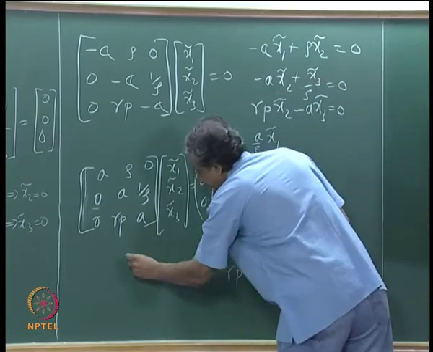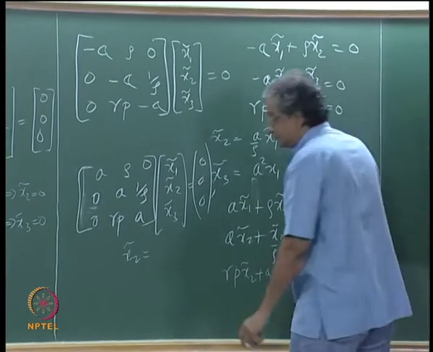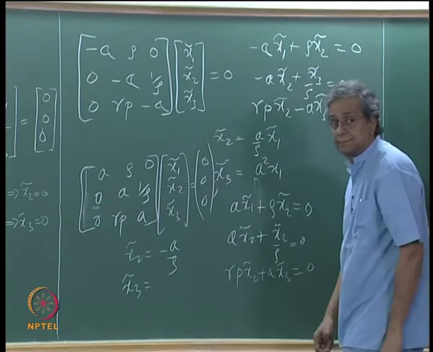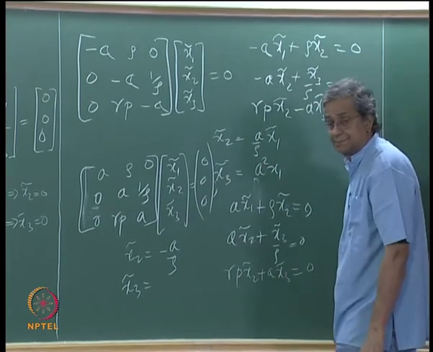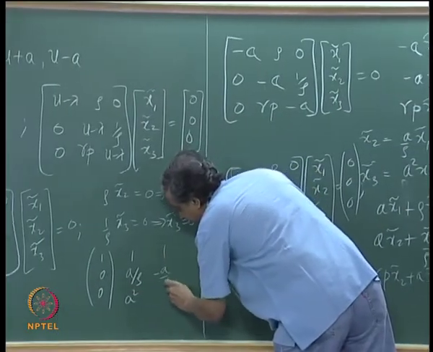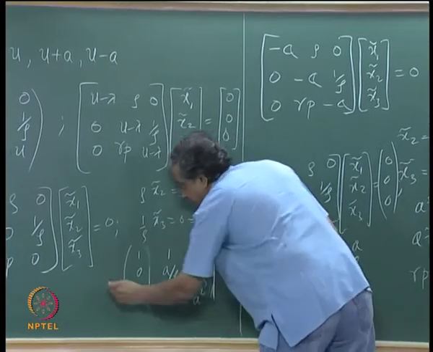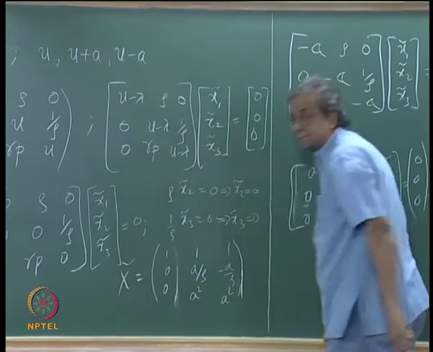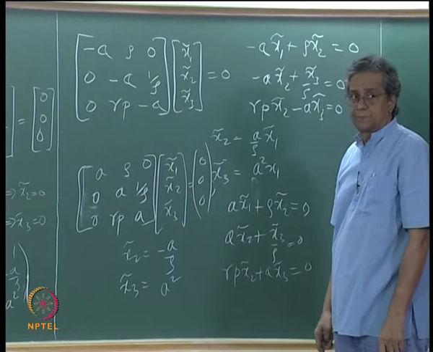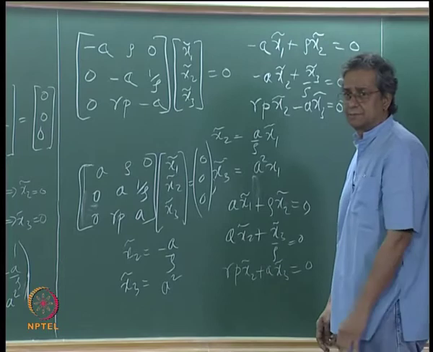Again, you can say x2 is minus a by rho, and x3 tilde is a squared, 1 minus a by rho a squared. So this is x tilde, that's x tilde. Okay, so instead of just saying, oh, x tilde is the matrix of whatever, I wanted you to see that is x tilde.